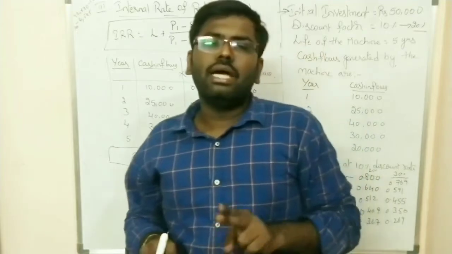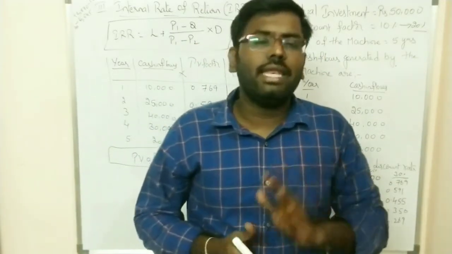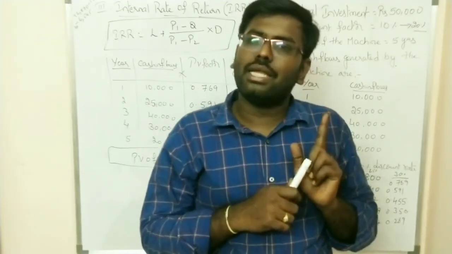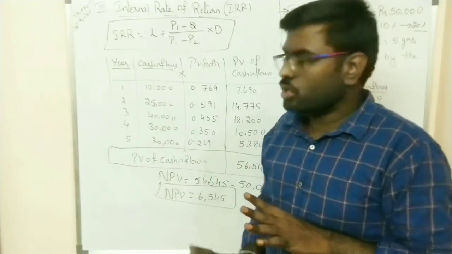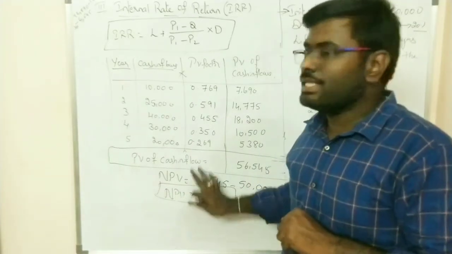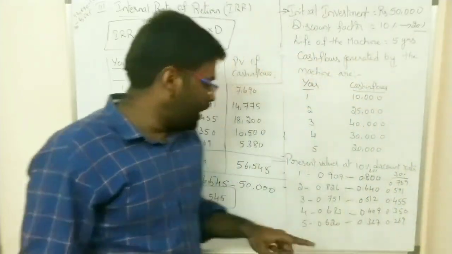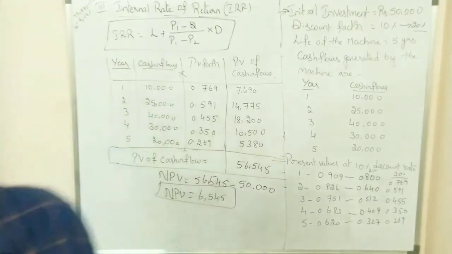Normally, by increasing the discount rate two times, we get a negative value, but here, from 10 to 20%, 25% and 30%, even the third time I am getting a positive value. So I will stop here, and I will take this as the higher rate and 10% as the lower rate. So the NPV value is 6,545.